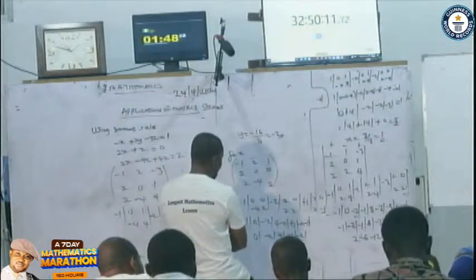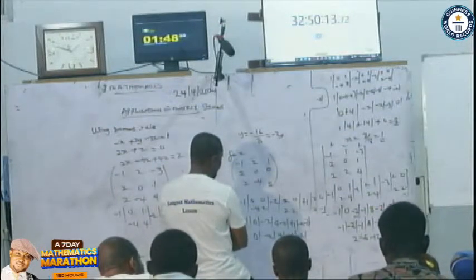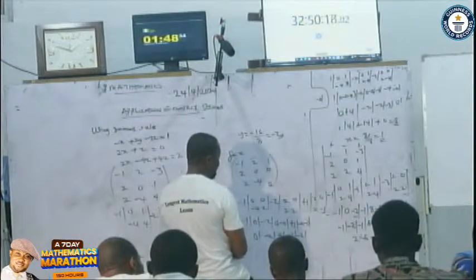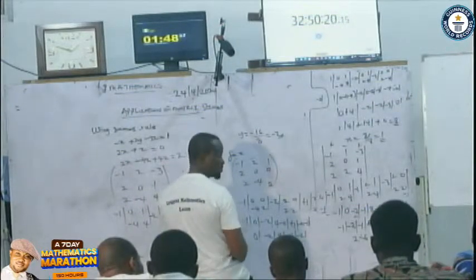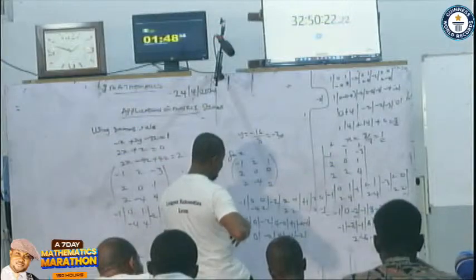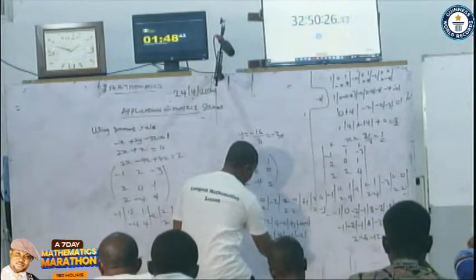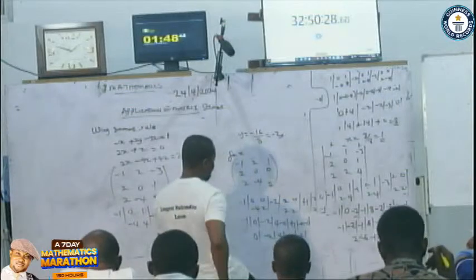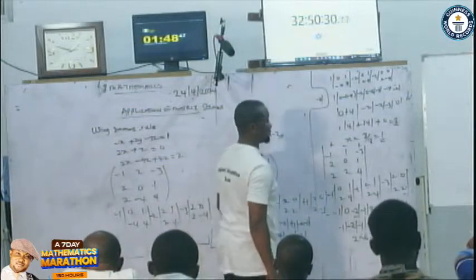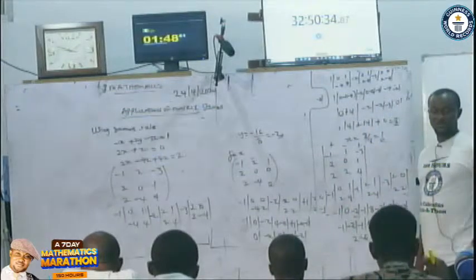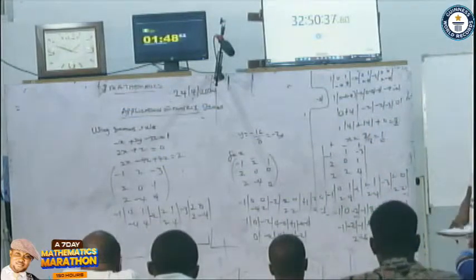That is it. Minus 8 minus 2. Where is the 0 from? The last number will be minus 2. Minus 8 minus 2. How do you have minus 0? Is that what you have?